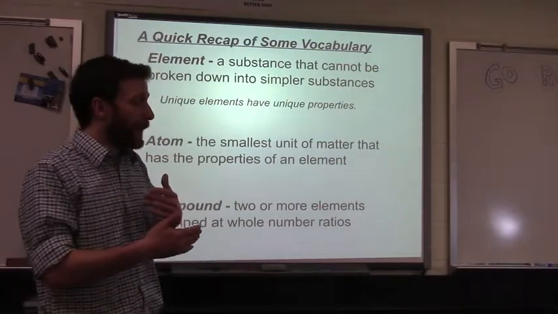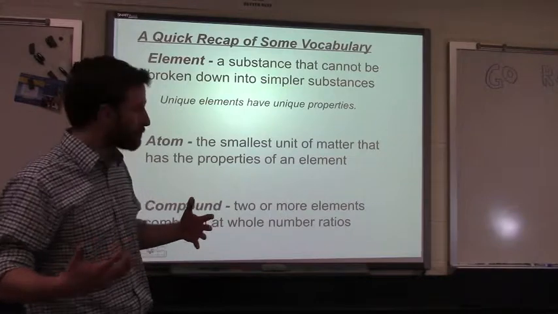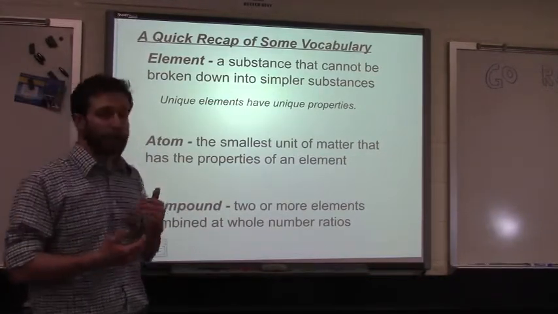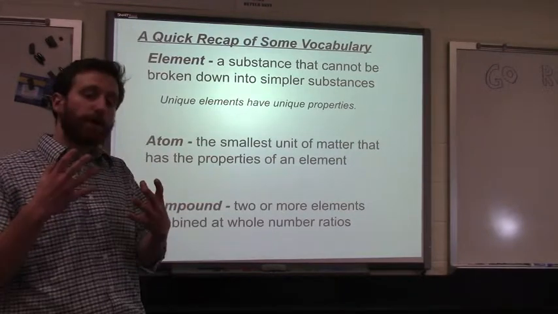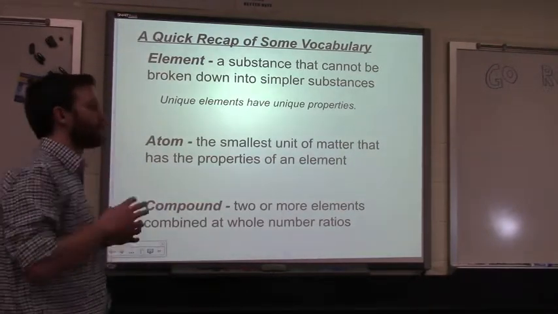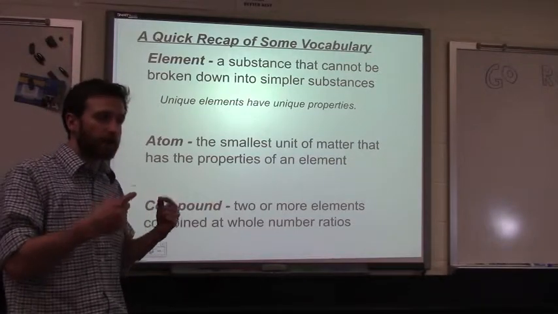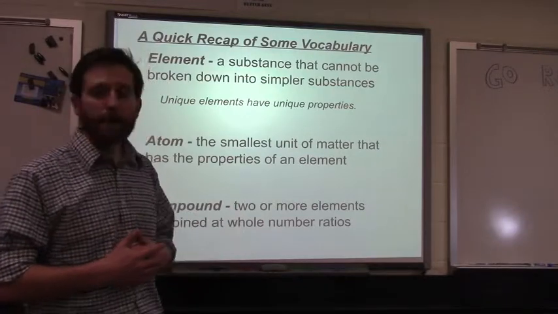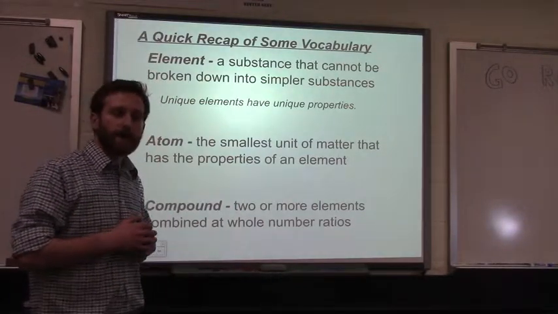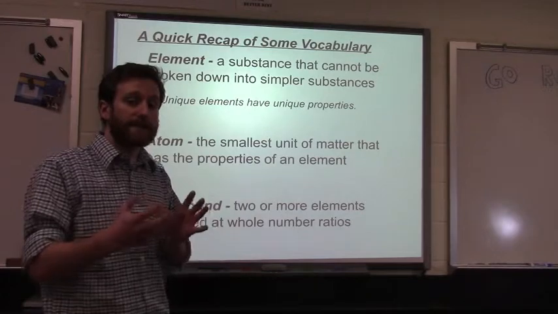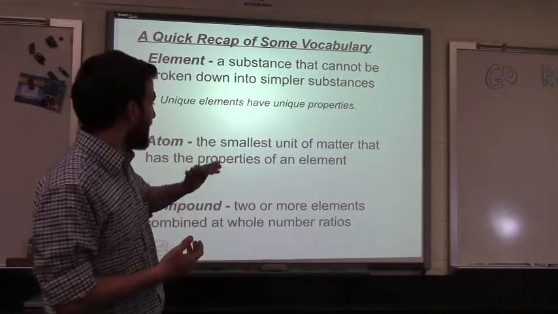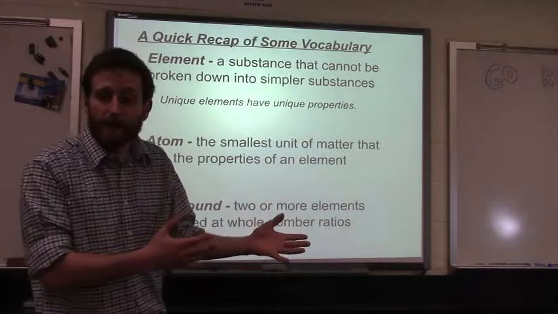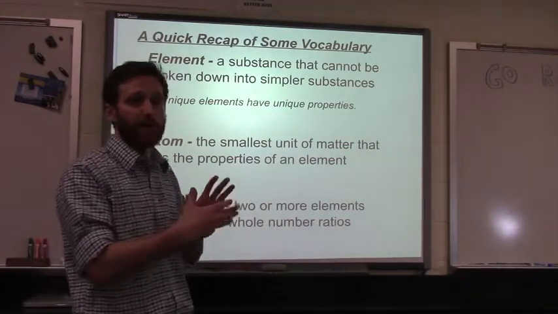So for example, an element would be oxygen. Probably all heard of the element oxygen. Now an atom is the smallest unit of matter that has the properties of that element. So we found out that there's actually smaller particles than atoms. They're called subatomic particles, and we'll hear a lot about them in just a minute. But subatomic particles don't have the properties of the element. So the atom is that smallest unit of matter that would look like oxygen, for example. So you can have atoms of oxygen.